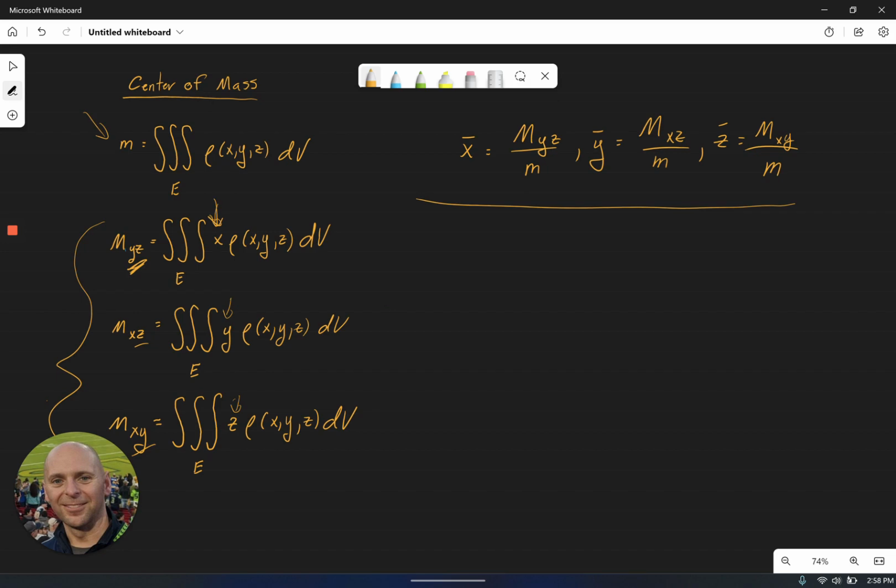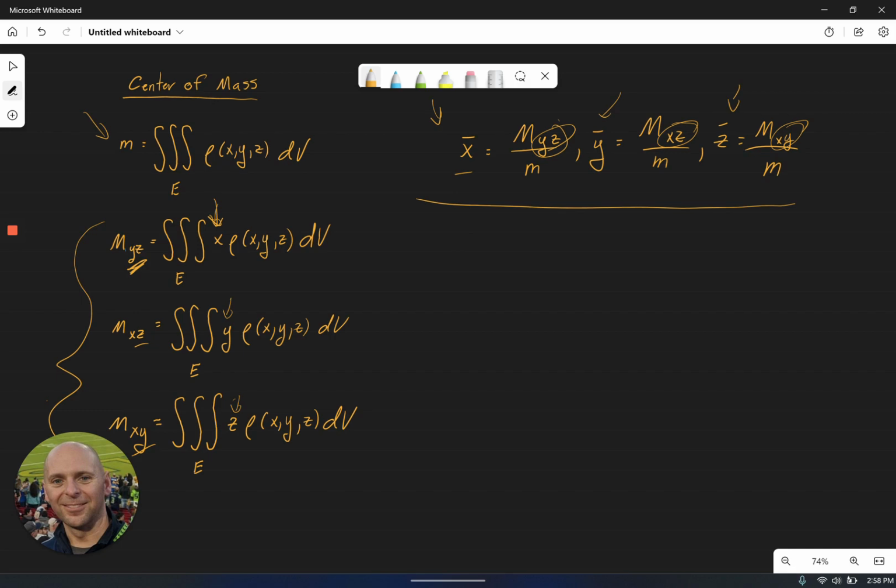Other than that, they're pretty straightforward. And then, of course, we've got the calculations for our individual coordinates as well. So you'll notice similarly, the moment about yz is going to be x bar. Here the y is missing, that's y bar. Here in xy, z is missing, so that's the z bar. So again, just my device for memorizing what those formulas are.